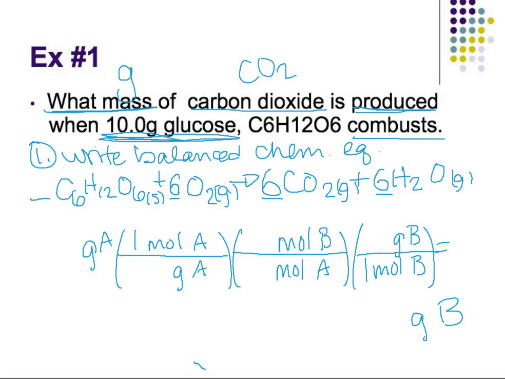Okay, so what's A? A is what they give you. They gave us glucose. They gave us 10.0 grams of glucose, which is C6H12O6. So everywhere I've got A is C6H12O6.